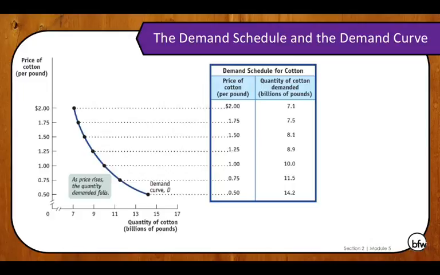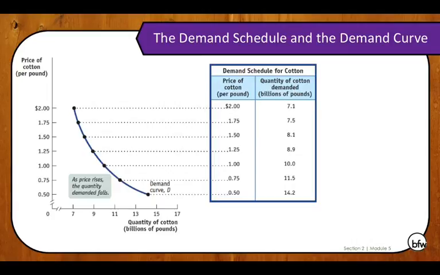As the price of a good falls on the y-axis, the quantity demanded of the good as measured on the x-axis rises. And as the price of the good rises as measured on the y-axis, the quantity demanded of the good falls as measured on the x-axis. So the demand curve illustrates this inverse relationship between price and quantity demanded. We say the demand curve has a downward slope, and the downward slope indicates lower quantity as measured on the horizontal axis at higher prices as measured on the vertical axis, and higher quantity at lower prices.